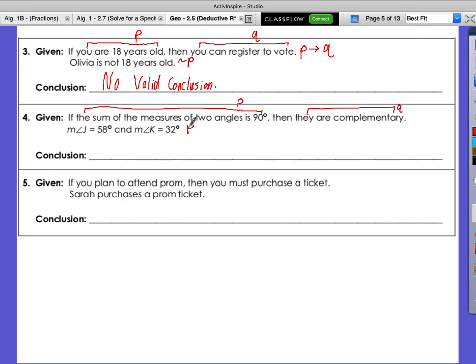So what can we conclude then, since the hypothesis is true? That they're complementary angles. So we can say angle J and angle K are complementary.